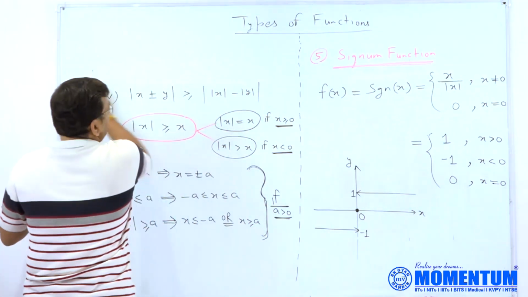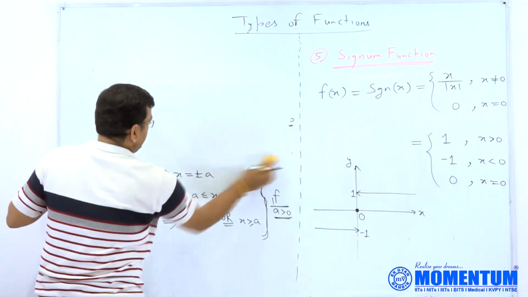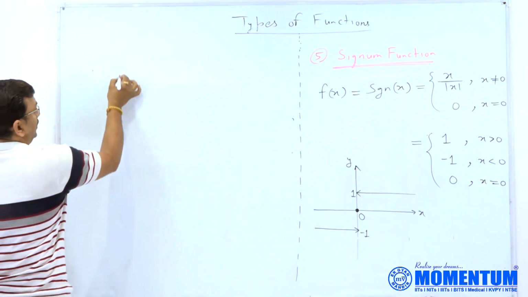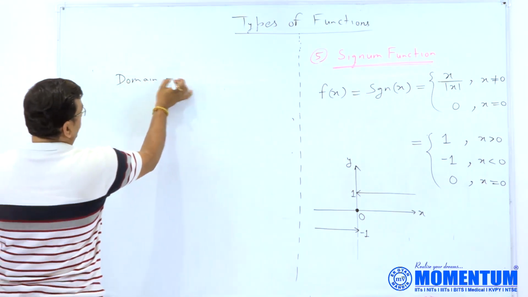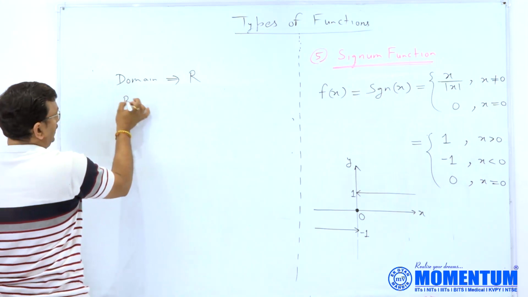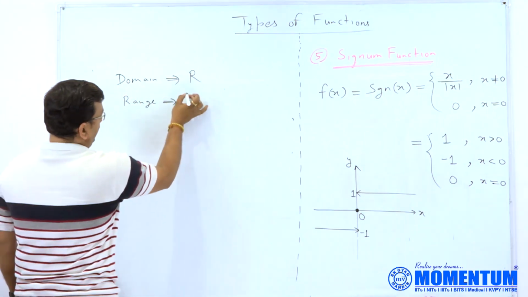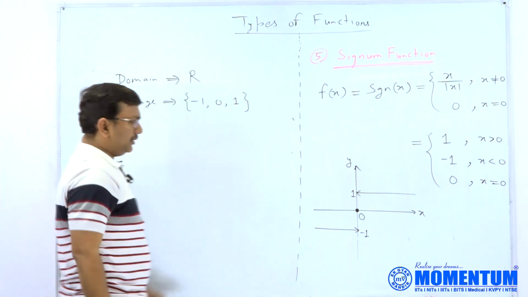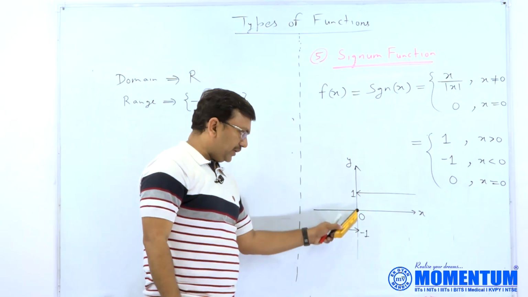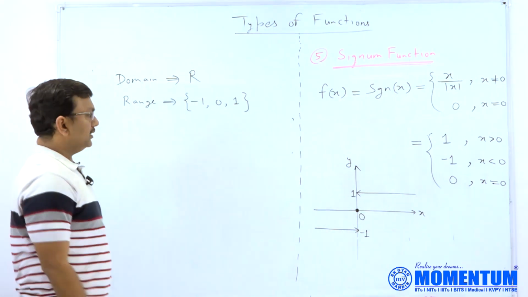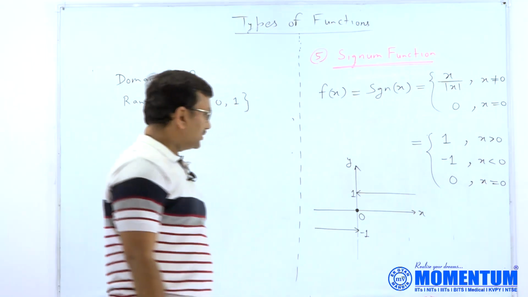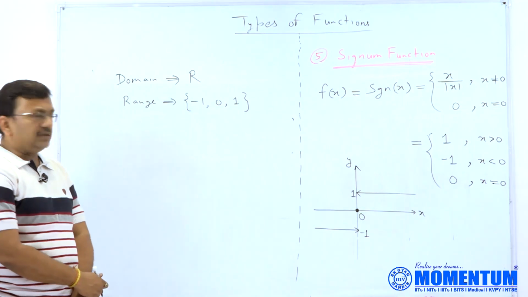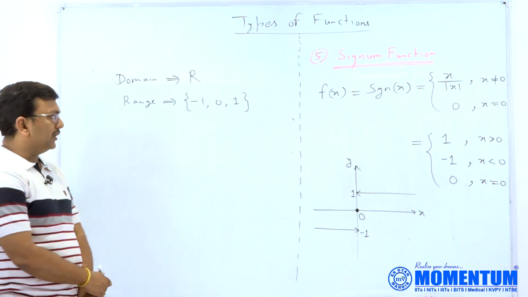Now domain and range. Looking at the diagram, tell me. Domain, all x. Range: in the name of range, we are getting only 3 elements, minus 1, 0 and 1. So range is the set of minus 1, 0 and 1. While domain is all real numbers, range is the set of minus 1, 0 and 1.